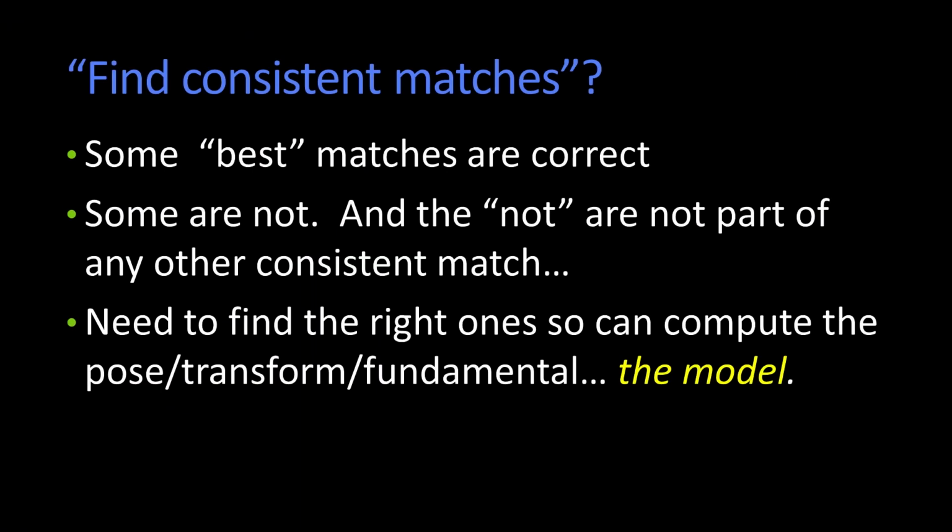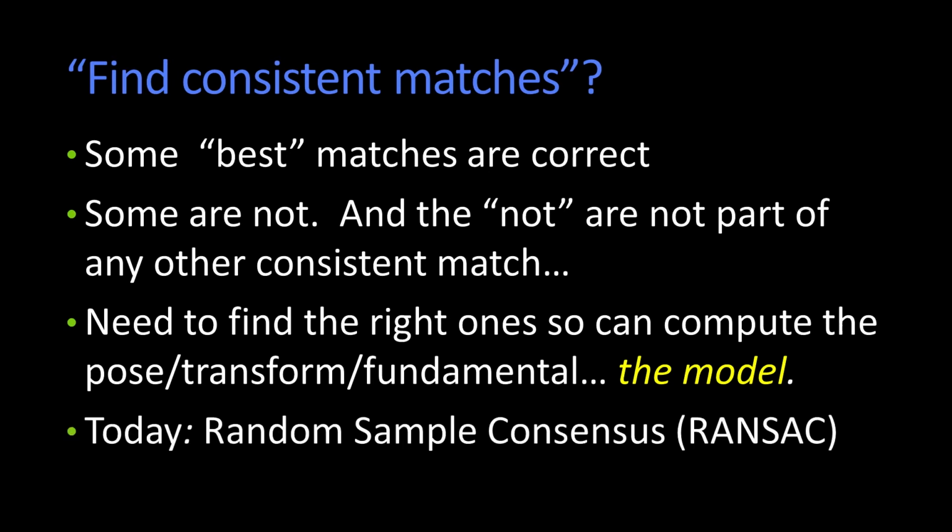Anyway, so what we need to do is we want to find the right ones so that we can compute the pose, the transform, the fundamental matrix, whatever it is, the model. Okay, so this is the model that we want to compute. And today we're going to talk about this algorithm called random sample consensus, or RANSAC.